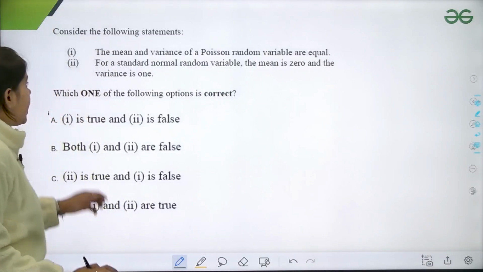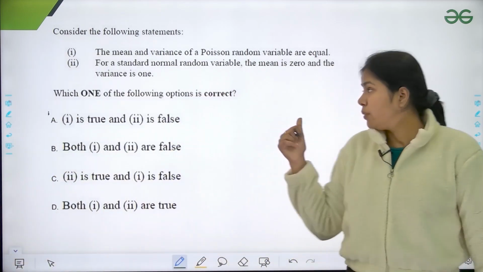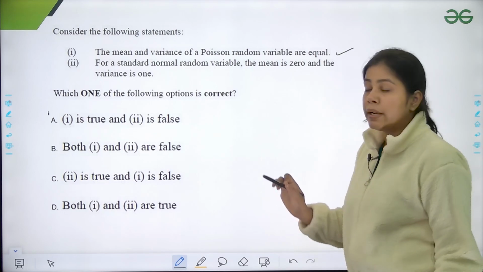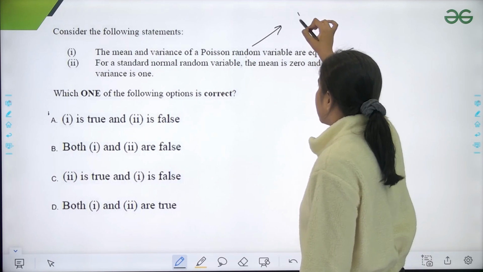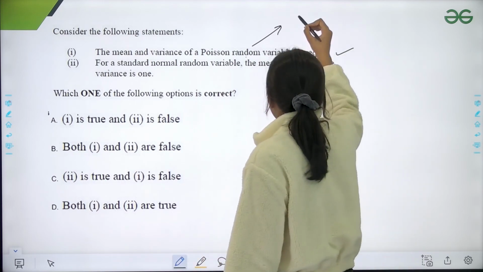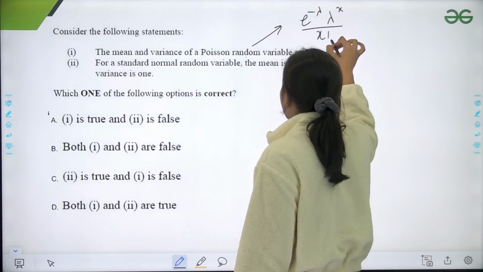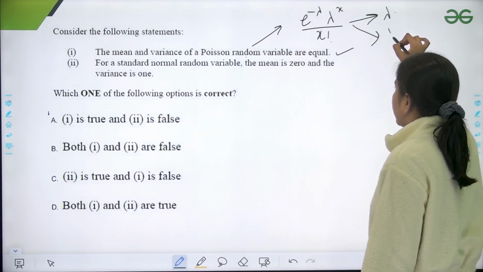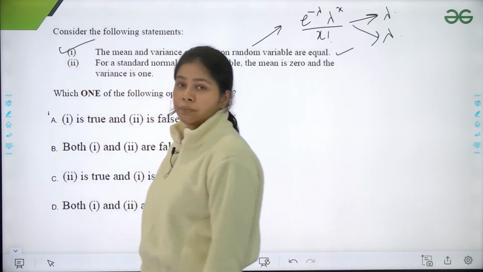Now, the next question: consider the following statements. The mean and variance of a Poisson random variable are equal. So we know that for a Poisson random variable, its probability function would be e to the power minus lambda, lambda to the power x upon x factorial. This is the probability function and its mean and variance are both lambda. So that means the first option is true.